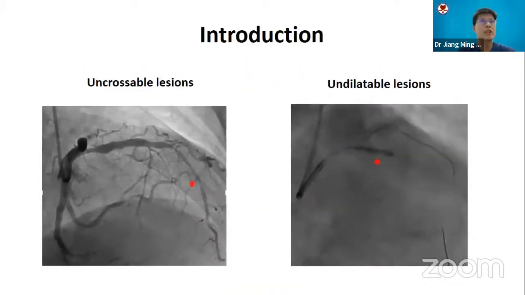Balloon uncrossable lesions are defined as stenosis that cannot be crossed with a balloon or microcatheter after a guide wire has been confirmed to have successfully crossed into the true lumen. There are also situations where a balloon successfully crosses a lesion and the operator is unable to dilate it well, such as with a non-compliant balloon, as shown in this right-hand panel. Therefore, the stent cannot cross due to either tortuosity or calcification proximal to the stenosis or in the stenosis itself. I'll first focus on an approach to balloon uncrossable lesions, followed by undilatable lesions.